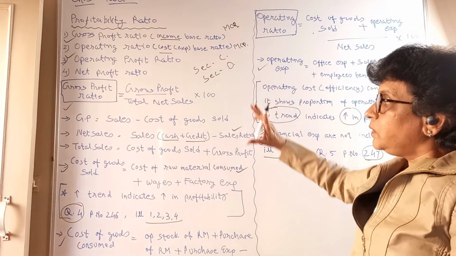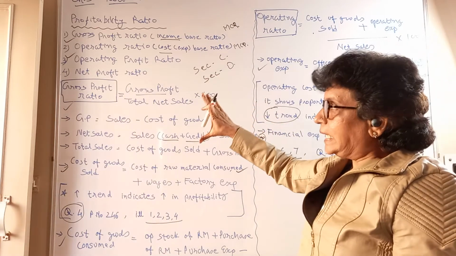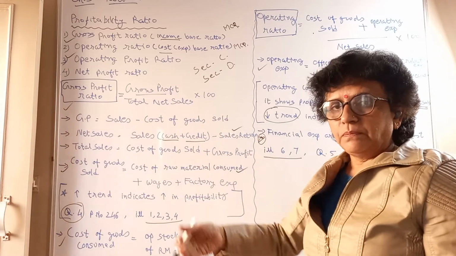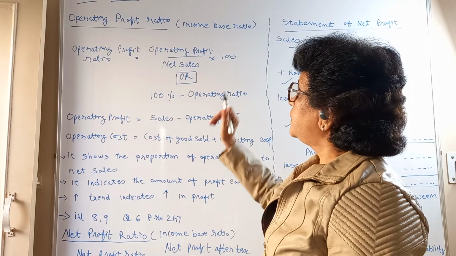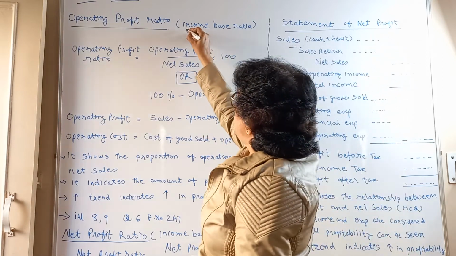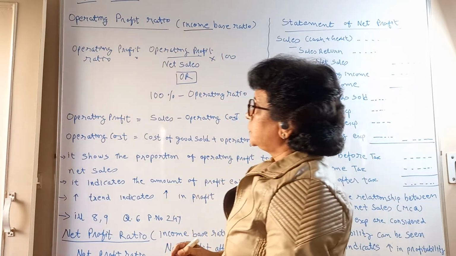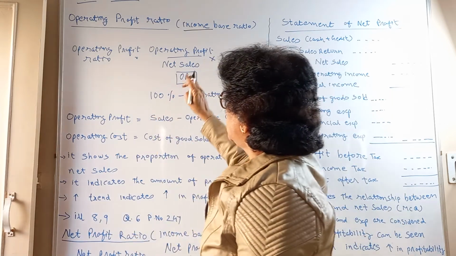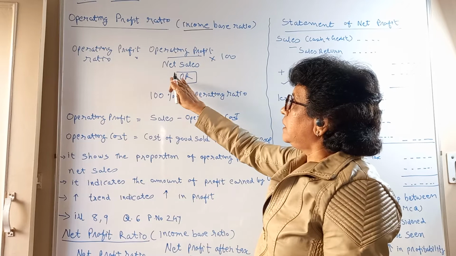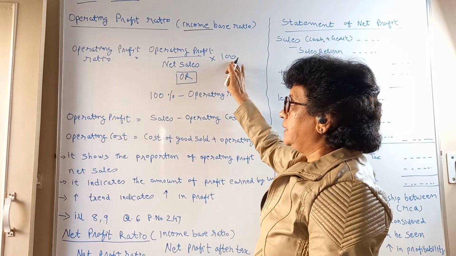This is how theoretically you have to understand. Example we will be doing later on. Number 3, operating profit ratio. This is going to be your income based ratio for your MCQ. The formula for operating profit ratio is equal to operating profit upon net sales into 100.